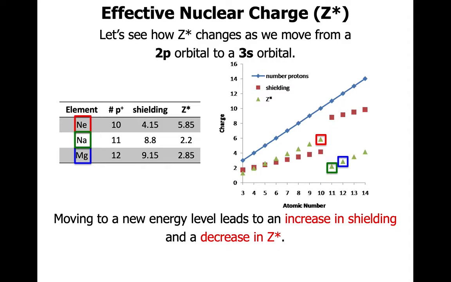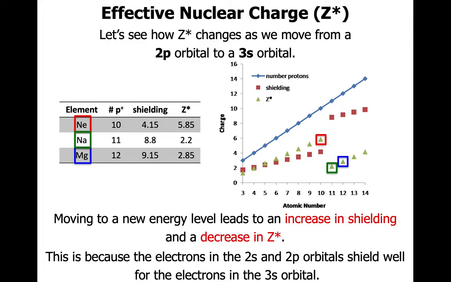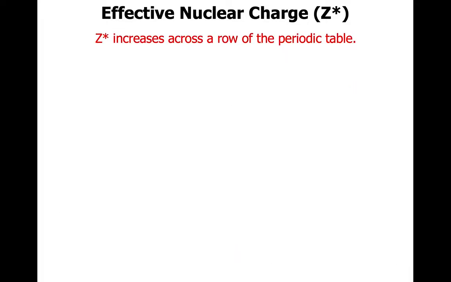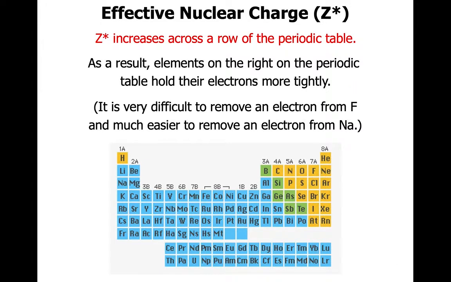This happens because we increase the principal quantum number. In going from neon to sodium, we went from an n equals 2 orbital to an n equals 3, and what that causes is this big increase in shielding. So those electrons are shielded from a lot of that nuclear charge, and you'll see the effective nuclear charge value decreases because the shielding increases when we start a new principal quantum number. And this is because the electrons in the 2s and 2p do a good job shielding the electrons in the 3s orbital.